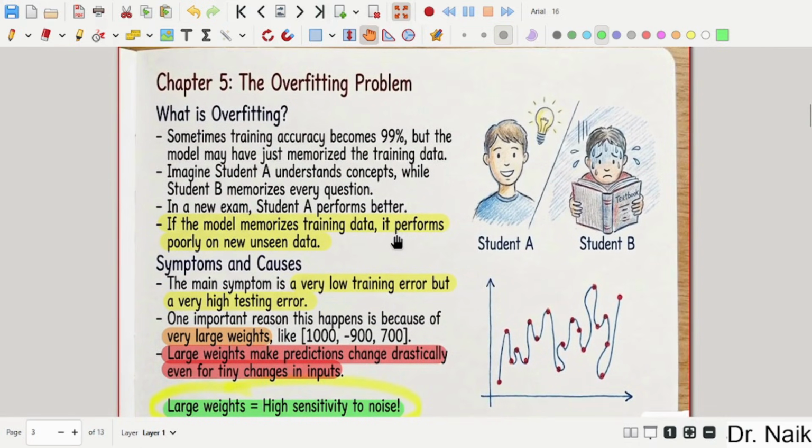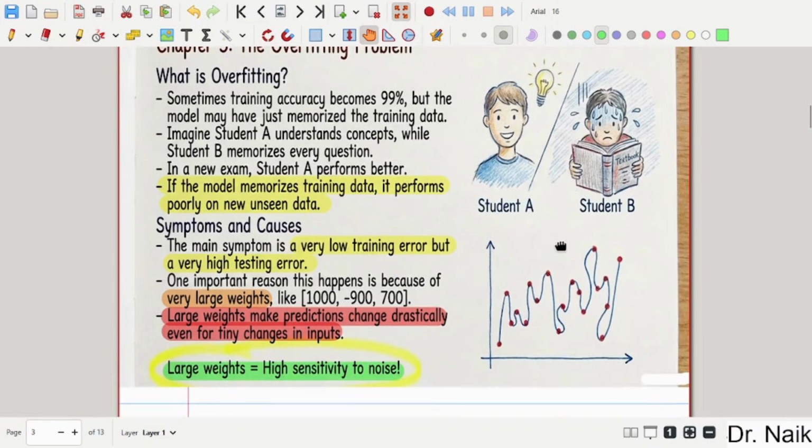What is an overfitting model? Sometimes training accuracy becomes 99%, but the model may have just memorized the training data. Imagine student A understands the concept while student B memorizes every question. In an exam, student A performs better. Similarly, if the model memorizes the training data, it performs poorly on unseen data. The main symptom of overfitting is a very low training error but a very high testing error.